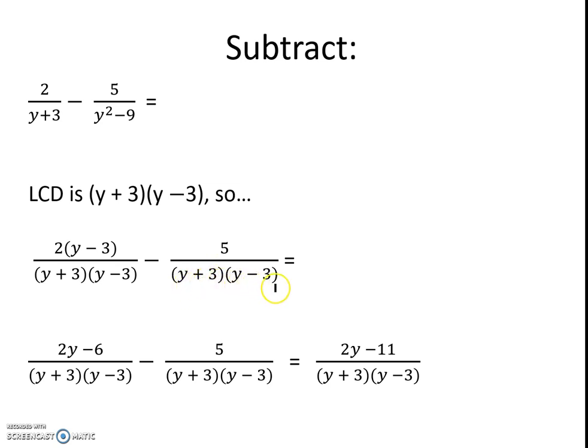times y minus 3. Now that they are over the same denominator, we distribute our 2y, and then we distribute our negative 6, so we have 2y minus 6 minus 5. We know minus 6 minus 5 is a negative 11, and we still have our 2y. So our answer is 2y minus 11 over the common denominator of y plus 3 times y minus 3.